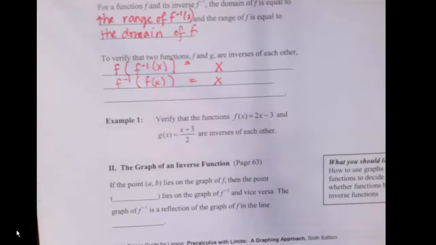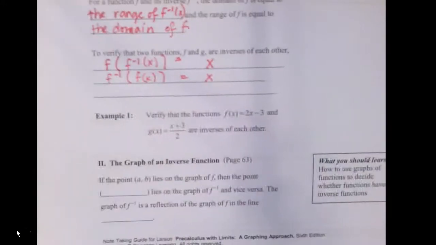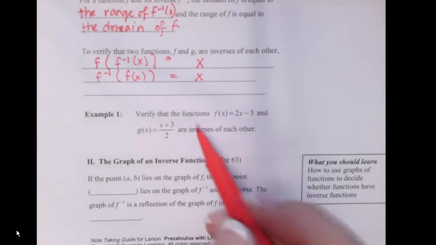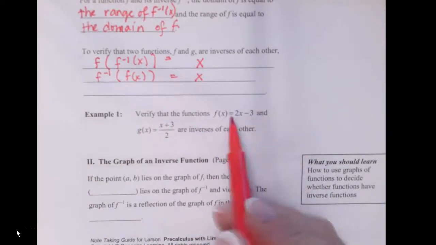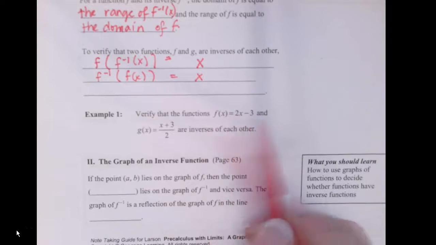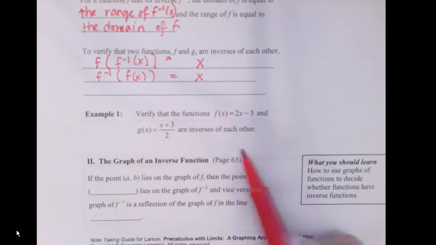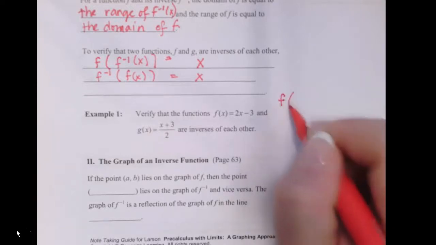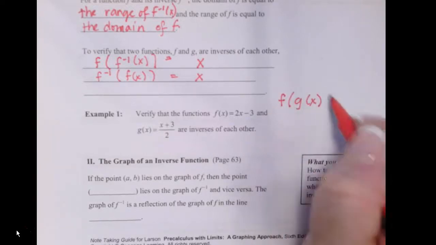So I know a lot of this has been a little bit confusing, so in example 1, you're actually asked to do something. We want to verify, so f of x is 2x minus 3, g of x is (x plus 3) over 2. We want to verify that they're inverses of each other. So we want to do f of g of x.